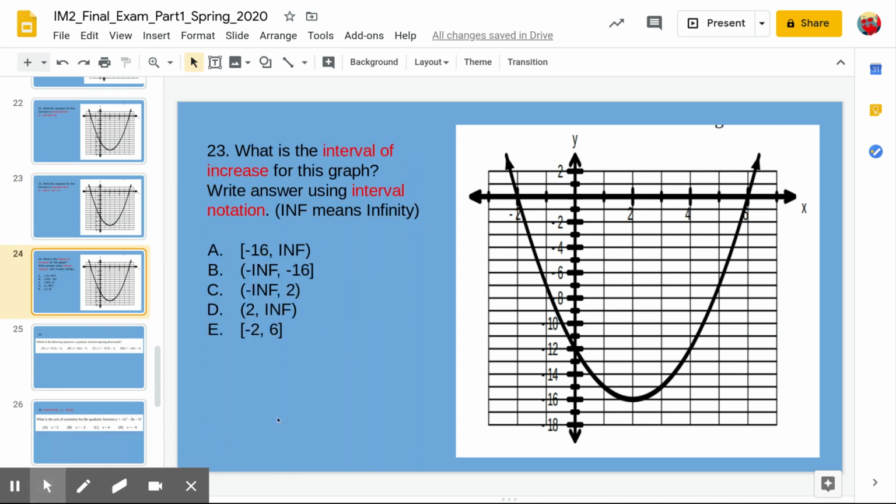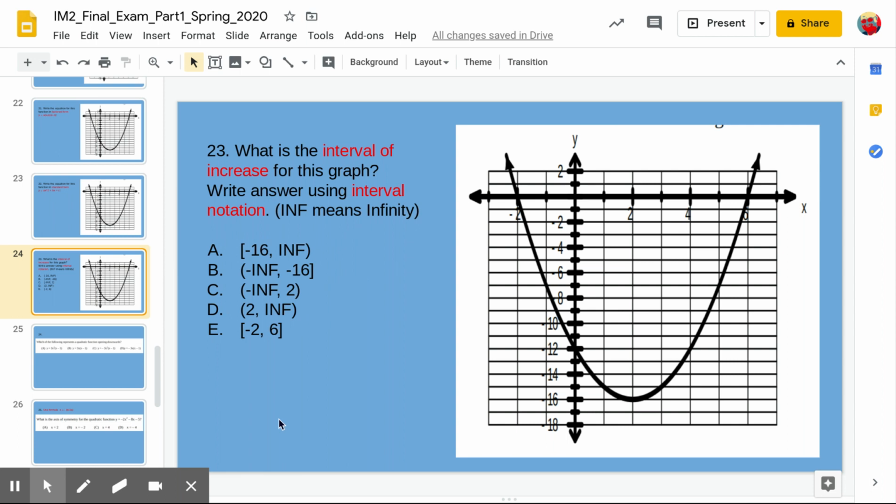Question 23, what is the interval of increase for this graph? Write the answer using interval notation. Again, INF means infinity. And again, remember the bracket means it includes that number. Parenthesis next to the number means it's not included. It gets so close, but yet so far from that number.